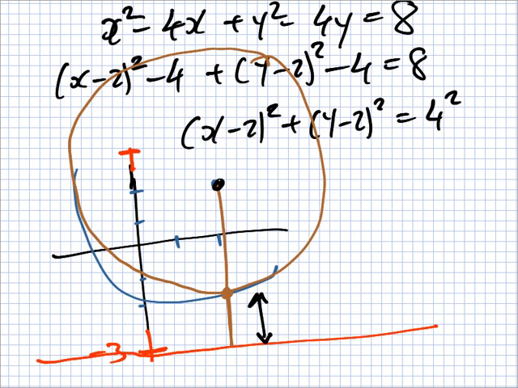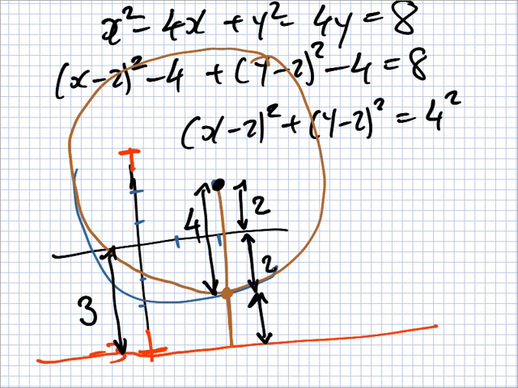Now, if this distance here is 2, and this distance here is 4, and this distance here is 3, okay, so that means this distance here is 2, so then this one has to be 1, is the answer. This is made a lot more difficult because you're not given a graph. That's really what makes it difficult. So that is answer B.